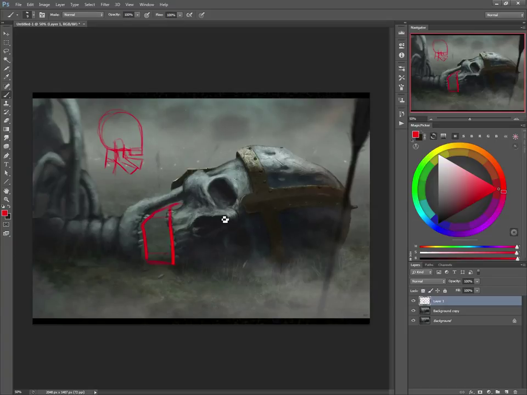Also, just general proportion wise, the nasal cavity is way too long, and the eye sockets are way too small. I would actually scale up the eye sockets to be that much bigger, and then I would almost flatten the nose to be about something like that.